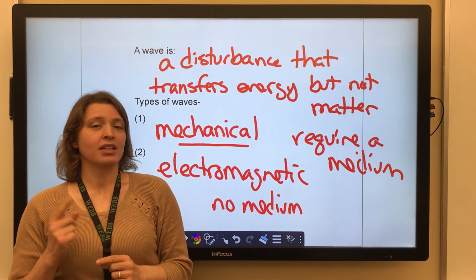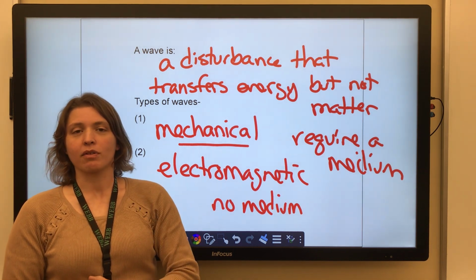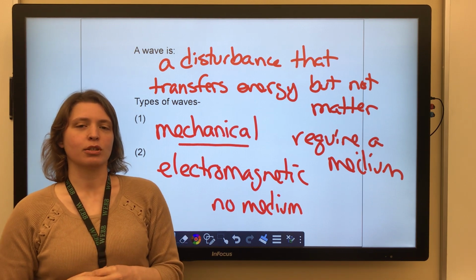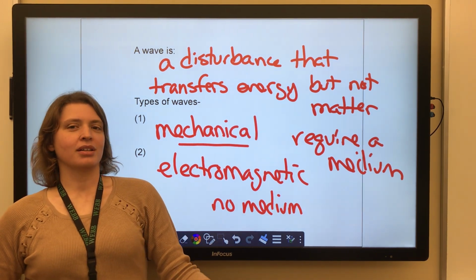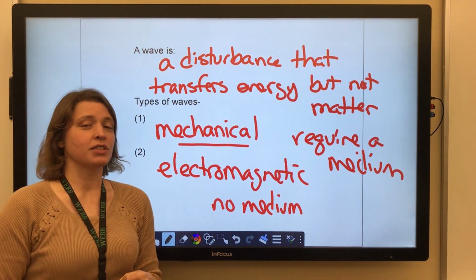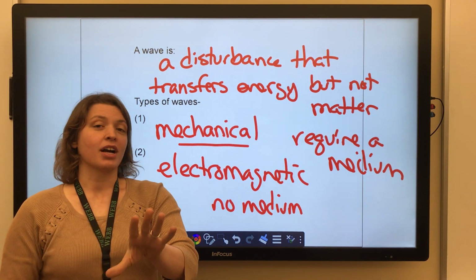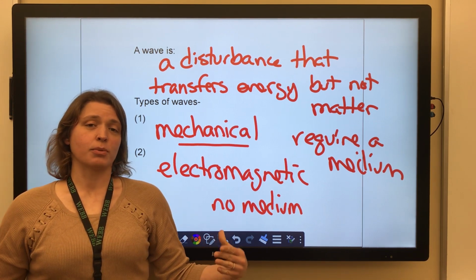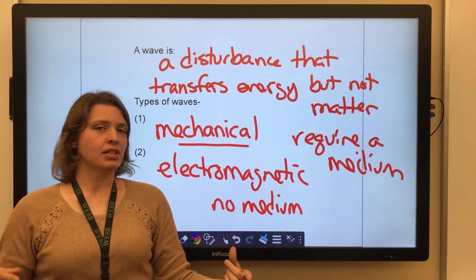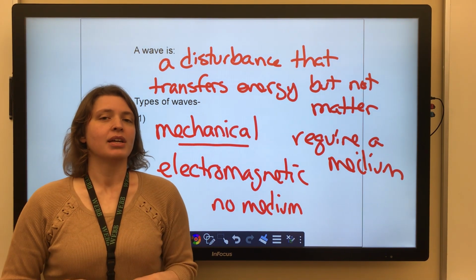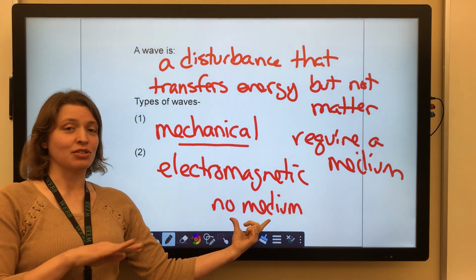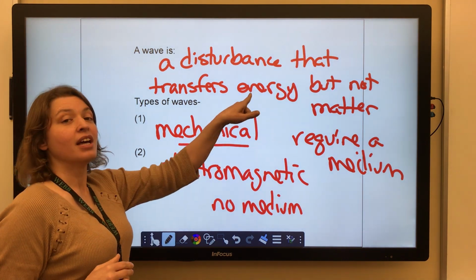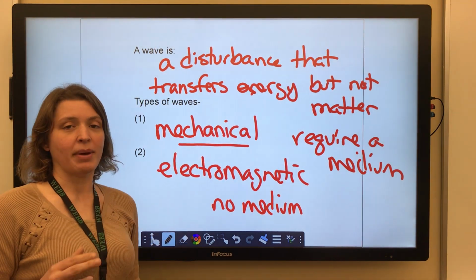Electromagnetic waves are a little bit different. If you have heard of the electromagnetic spectrum from a previous science class, it involves X-rays, radio waves, microwaves, visible light. We'll talk about the electromagnetic spectrum later. Basically all forms of electromagnetic radiation are waves, but they can travel even through a vacuum. If they can travel through a vacuum, that means there's no medium for them to move through. They are, however, still oscillations that transfer energy, and so we classify them as a type of wave.